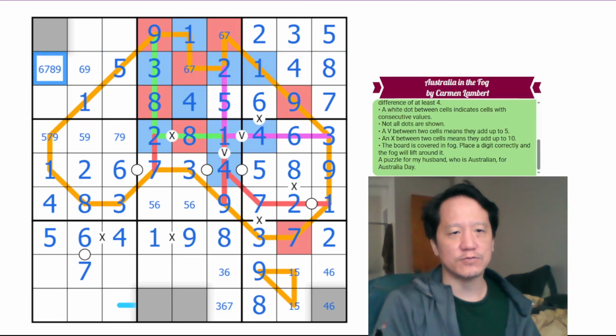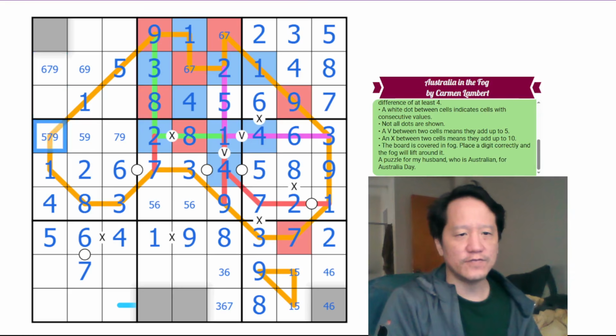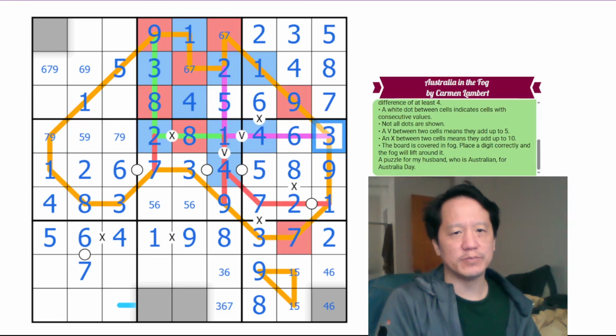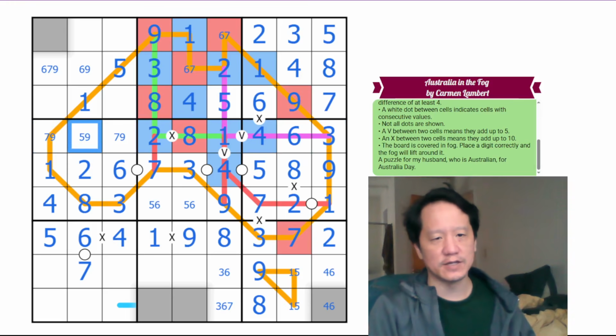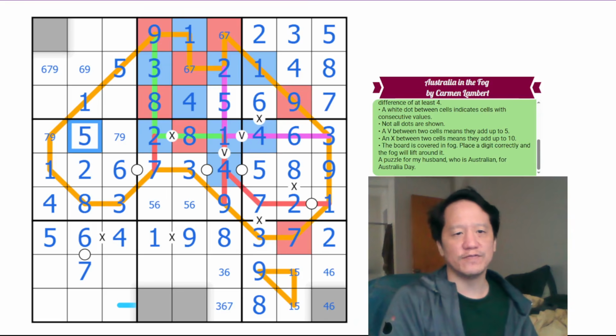8 eliminates 8 in the row. 5 here eliminates 5 in the column, so this is 7 or 9. We have a 7-9 pair in row 4, which eliminates 7 and 9 in the rest of the row, so this has to be 5.